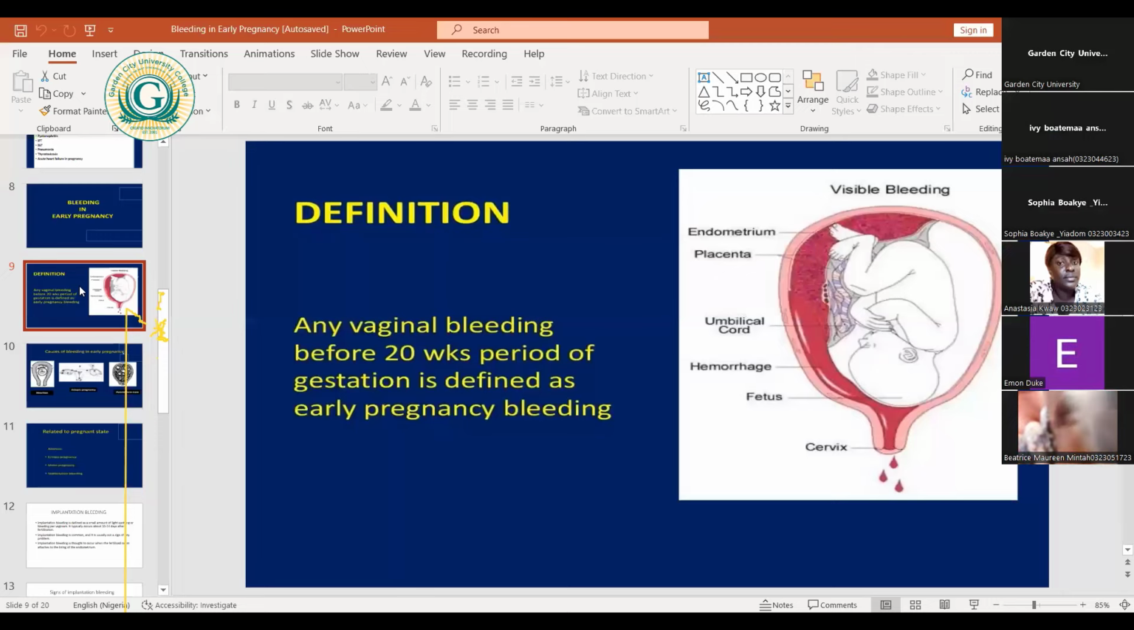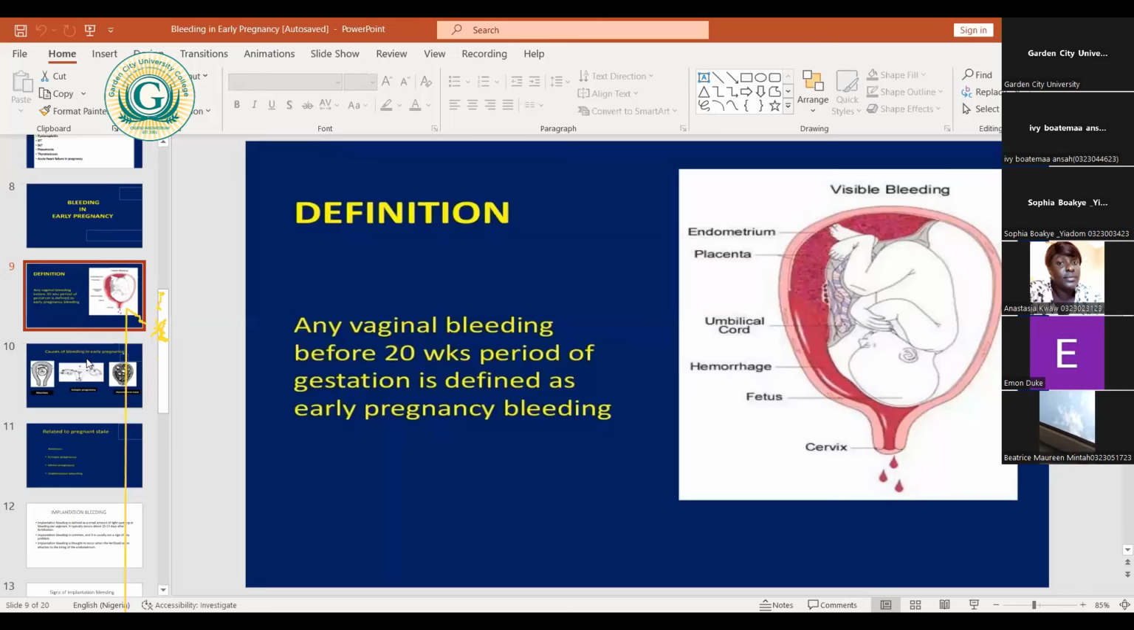So we are looking at bleeding in early pregnancy. And the definition says any vaginal bleeding before the 20th week of gestation. That bleeding is defined as early bleeding in pregnancy, any kind of bleeding, provided that pregnancy is under 20 weeks.